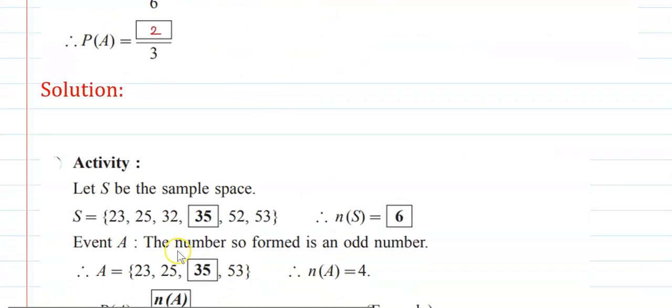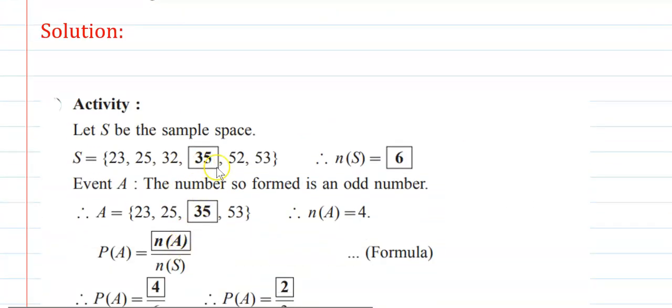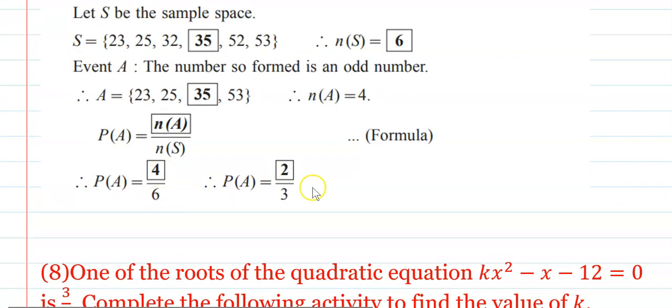You can check it. N of S is 6. N of A upon N of S, 4 by 6. That is 2 by 3, the probability.